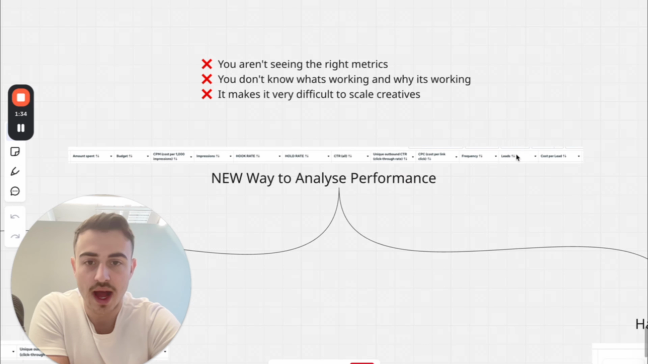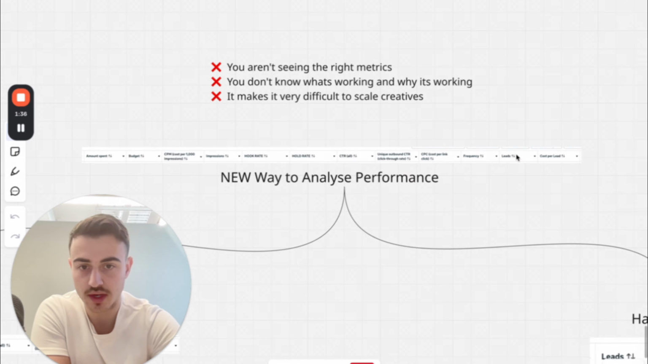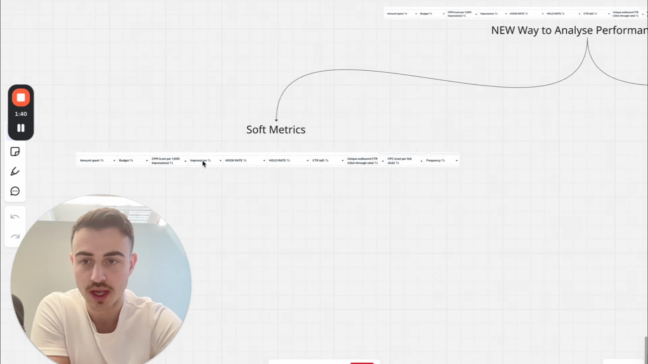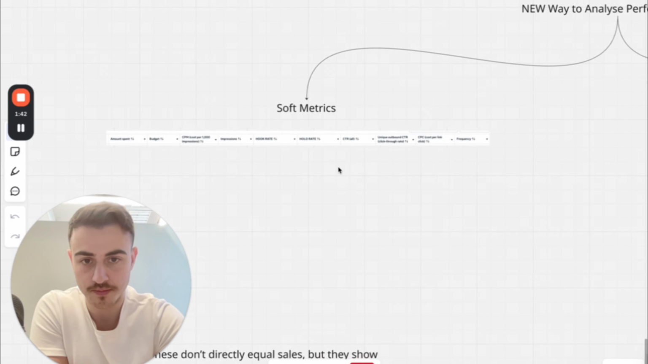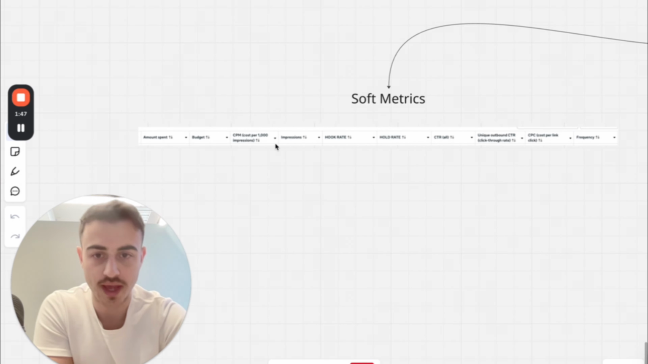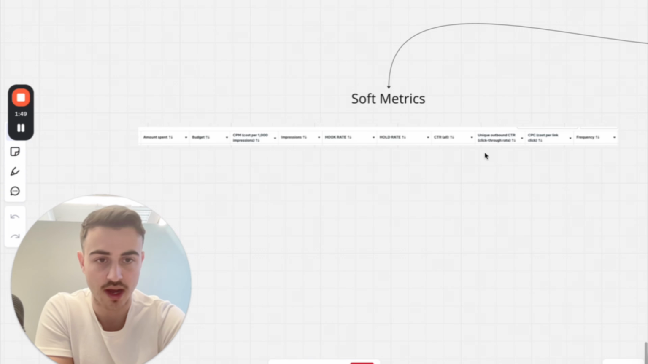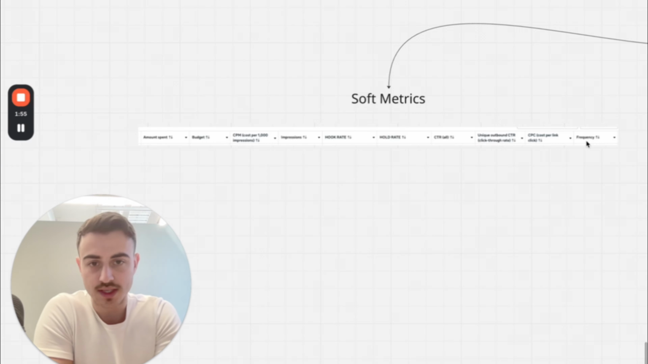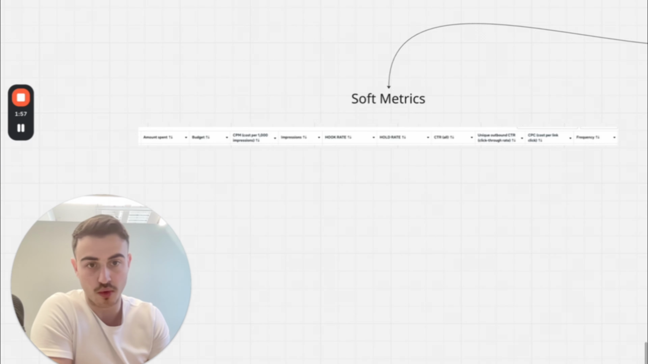Now we break this down into two different performance indicators. The first is soft metrics. These are your soft metrics: amount spent, budget, CPM, impressions, hook rate, hold rate, CTR, unique outbound CTR, cost per click, and frequency. I'm not going to go through all of them. I'll go through some of the most important ones and show you why this is very important.